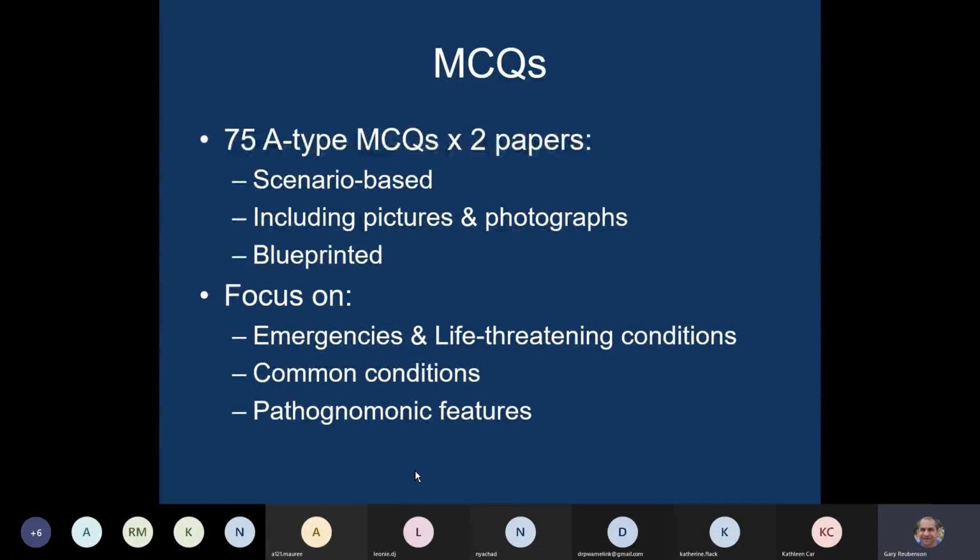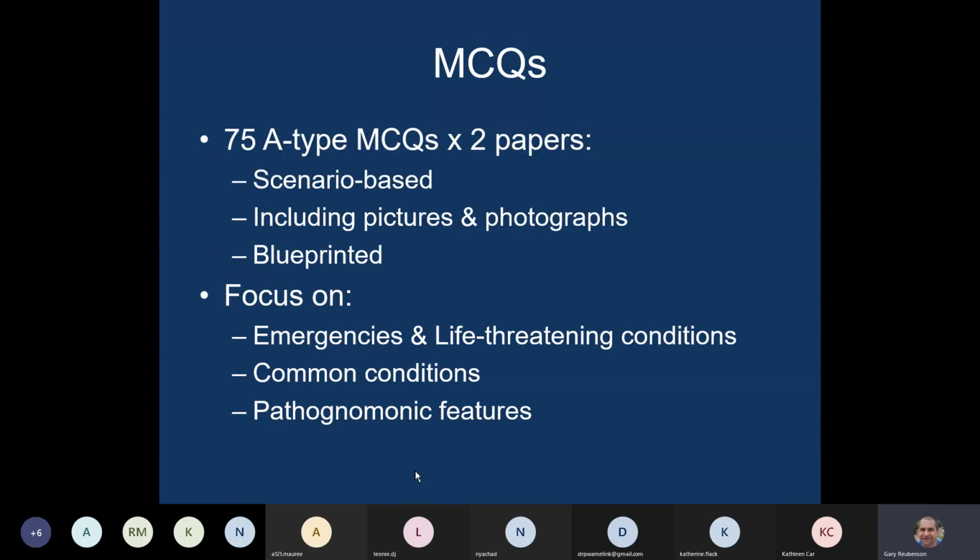It consists of two 3-hour papers, each containing 75 A-type questions. That means there's a single right answer; the other three distractors are incorrect. They're largely scenario-based. They try to make them as clinically relevant as possible. Sometimes that's easy to do, other times it's a little more difficult, but in principle, we're looking for people to apply the knowledge they have rather than simply regurgitate facts they've acquired over time. It really is about trying to evaluate a higher level of understanding of the information that you have, rather than just answering what the first cranial nerve is and giving a name.